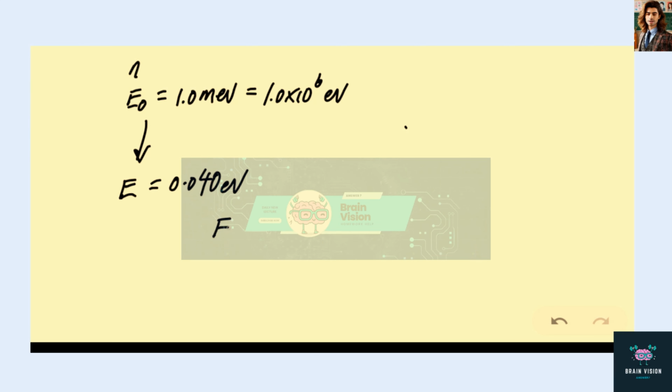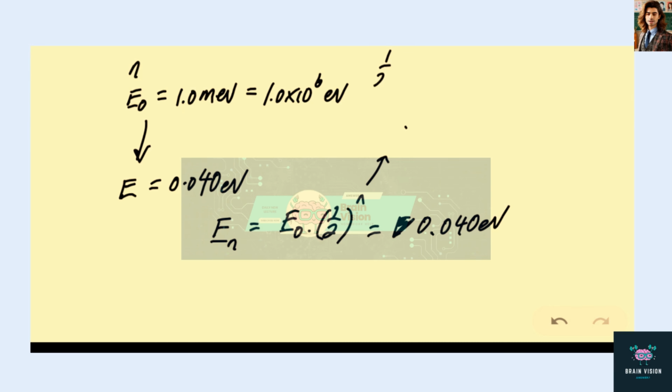So the energy after n collisions will be equal to the original energy multiplied by 1/2 to the power of n. So in order to find the number of collisions when En is equal to 0.040 eV, right, we have to do some manipulation. So what we do is we bring E0 over to the right hand side, and get half to the power of n.